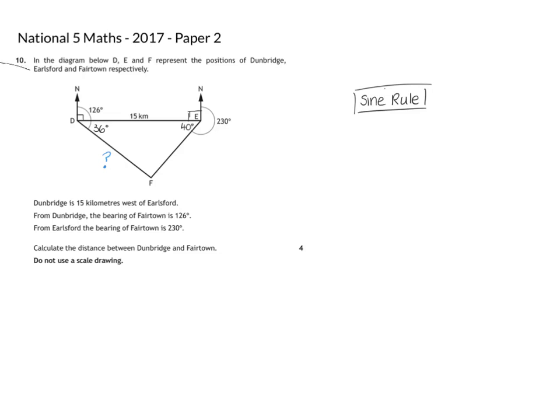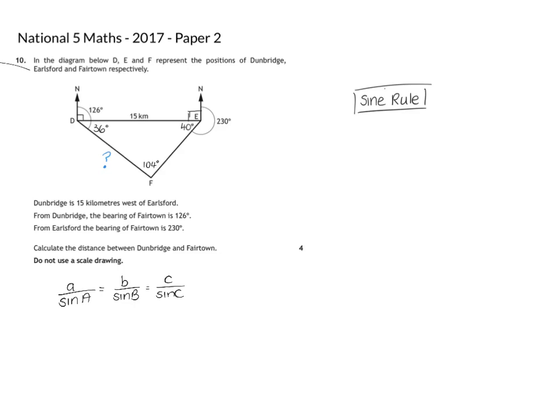And we know that our angles in a triangle have to add up to 180. So if we do 180, take away 40 and 36, we get that in here is 104 degrees. And then we have enough to do our sine rule. So sine rule, we have a over sine A is equal to b over sine B is equal to c over sine C.